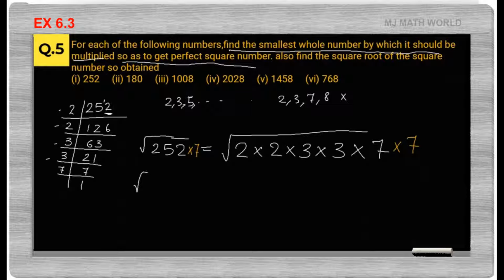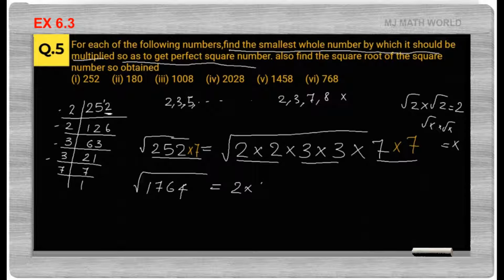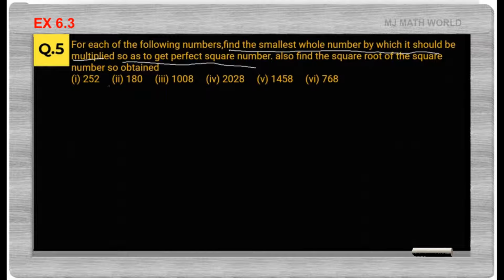When you write the square root of 252 into 7, that is 1764, which is equal to, we will make pairs. This is the first pair, this is the second pair and this one is the third pair. Then we will choose one number from each pair: 2 into 3 into 7, which is 2 into 3 is 6, 6 into 7 is 42. 42 is the answer. The next number is 180.